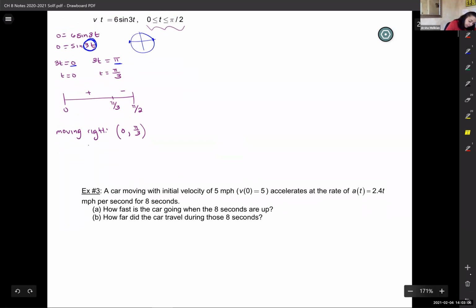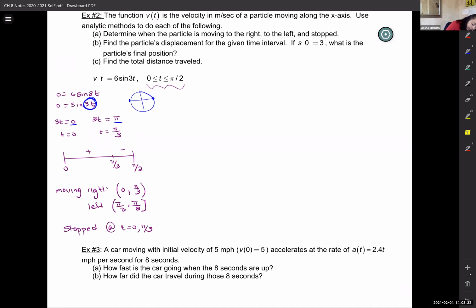And then the particle is moving to the left from pi over 3 to pi over 2. And I can include the pi over 2. And it stopped at pi over 3 and 0. So t equals 0 and pi over 3. All right? Okay, so next, displacement. Right, so displacement is the integral from 0 to pi over 2 of the velocity.